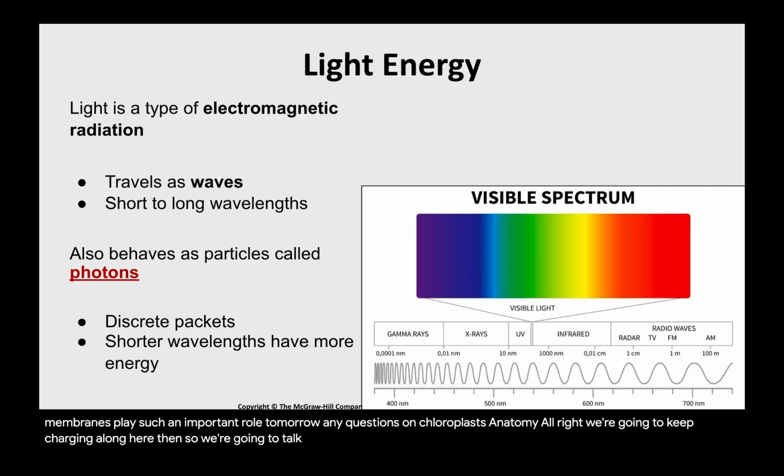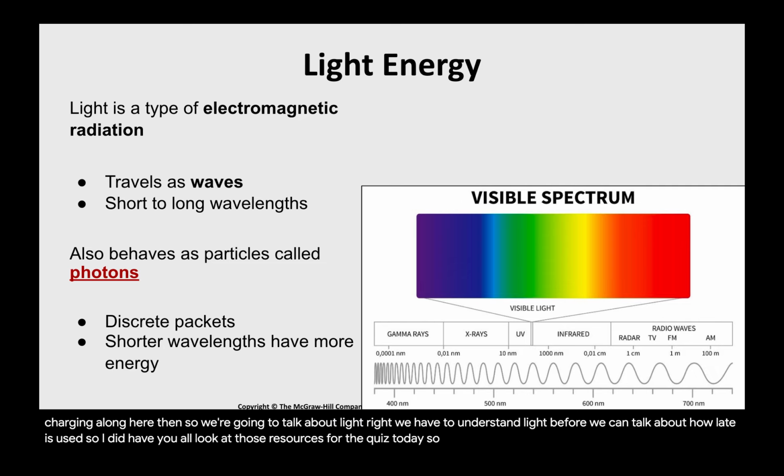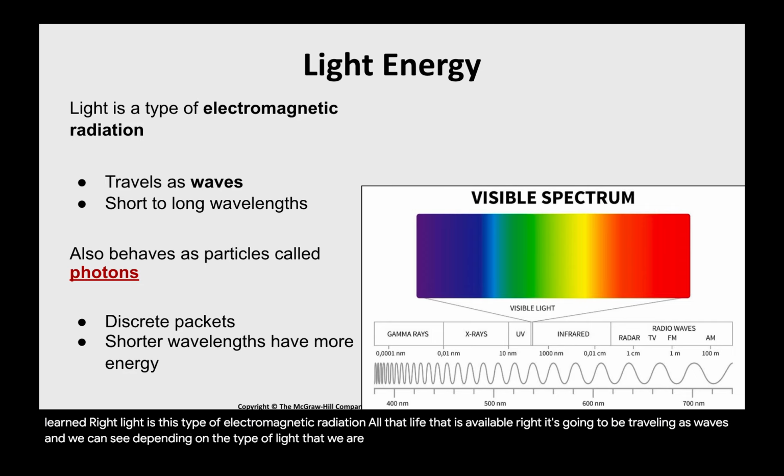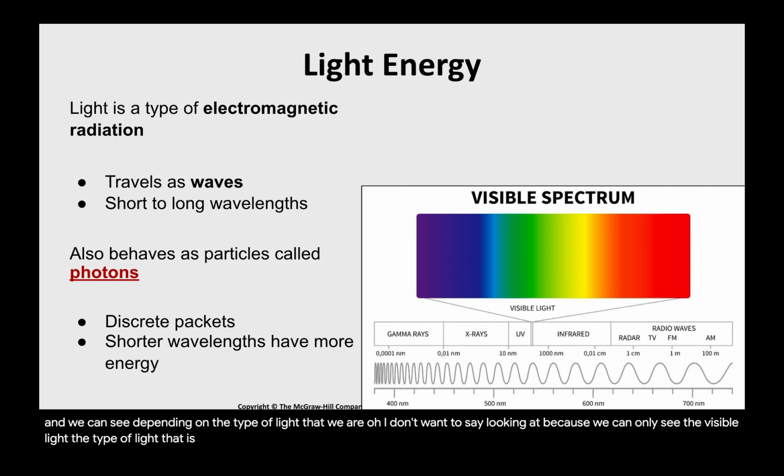So we're going to talk about light. We have to understand light before we can talk about how light is used. I did have you look at those resources for the quiz today, so I'm going to review what you already learned. Light is a type of electromagnetic radiation. We can see the electromagnetic spectrum here, all that light that is available. It's going to be traveling as waves, and it depends on the type of light that is present, since we can only see the visible light.